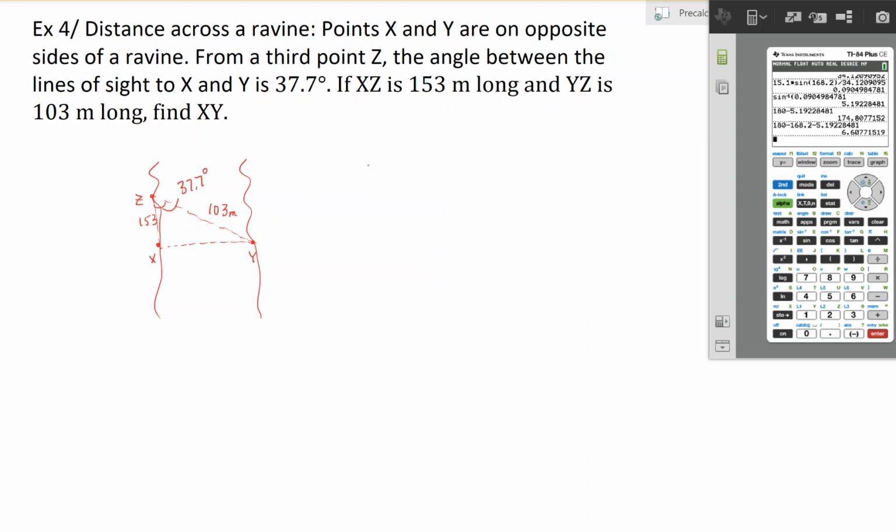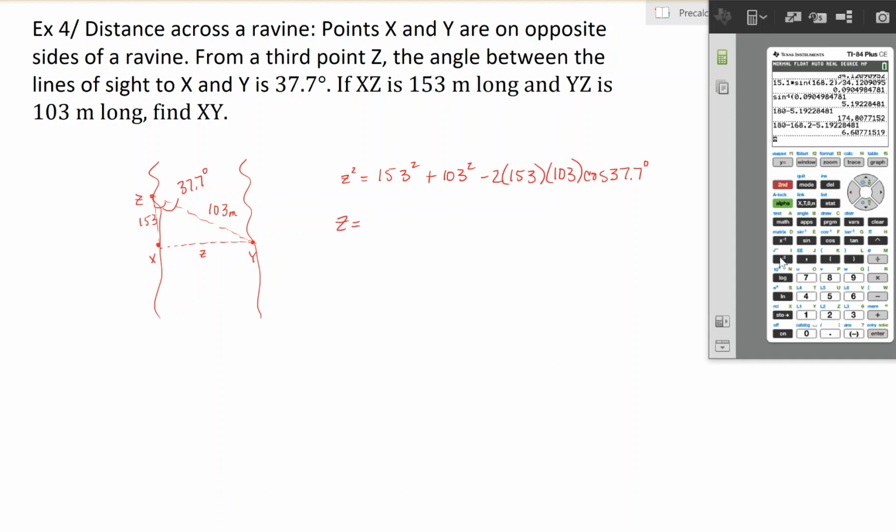Okay. So again, it's a side angle side set up perfectly for a law of cosines. So we'll just call this distance right here a little z. Little z squared is equal to the sum of the squares of the other two sides minus twice their product times the cosine of their included angle.